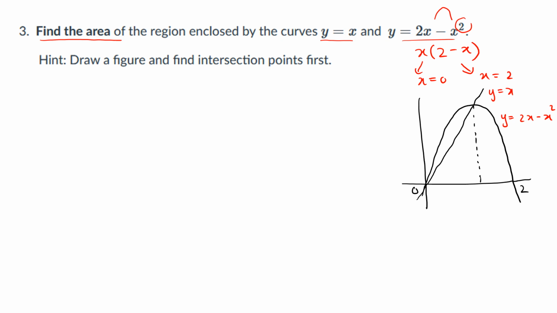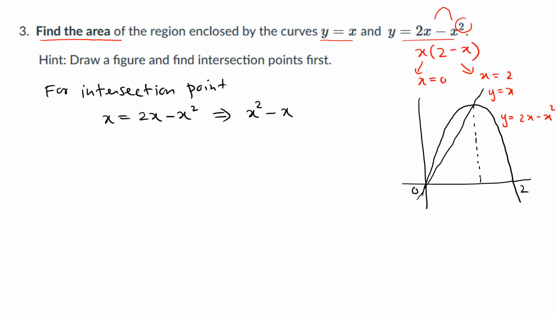For that, we're going to calculate the intersection point. What we're going to do is set the two equations equal. One is x, the other one is 2x minus x squared. If you bring everything to one side, this simply says that x squared minus x equals 0. Then you can see, factoring, x times x minus 1, so x equals 0 or x equals 1. That means the other point is 1.